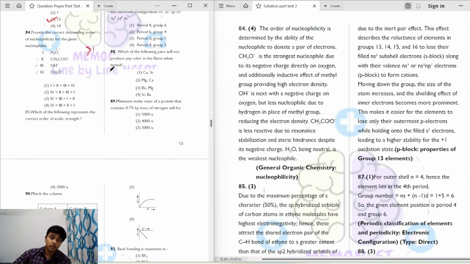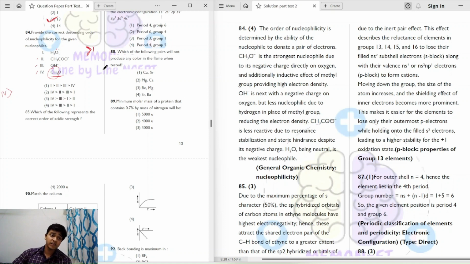Okay, now if we take a look at CH3O minus, CH3O minus will be the strongest nucleophile because the negative charge is on the oxygen atom. There is no resonance of the negative charge, and also the methyl group, we know, is an inductively donating group. So it applies a plus I effect, increasing the electron density on the oxygen. So that makes CH3O minus the strongest nucleophile among the 4 compounds. So we can write 4 will have the highest nucleophilicity.